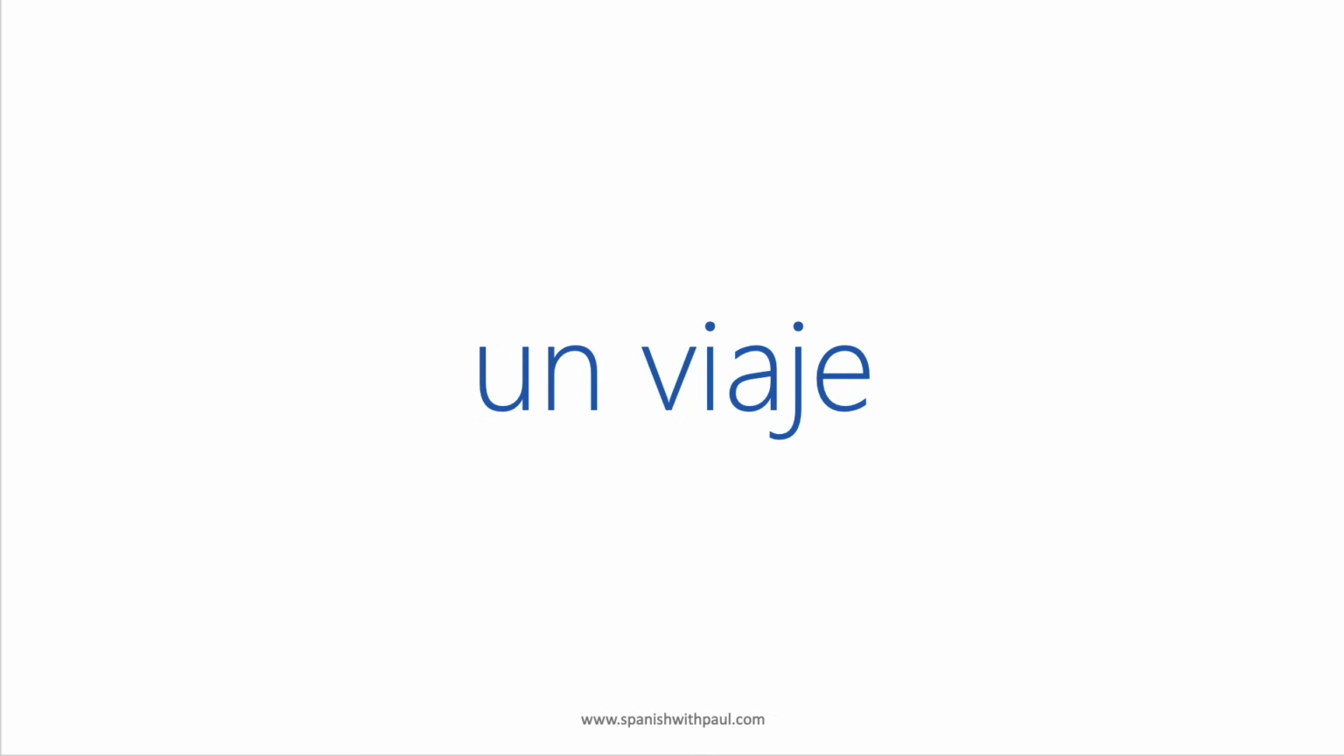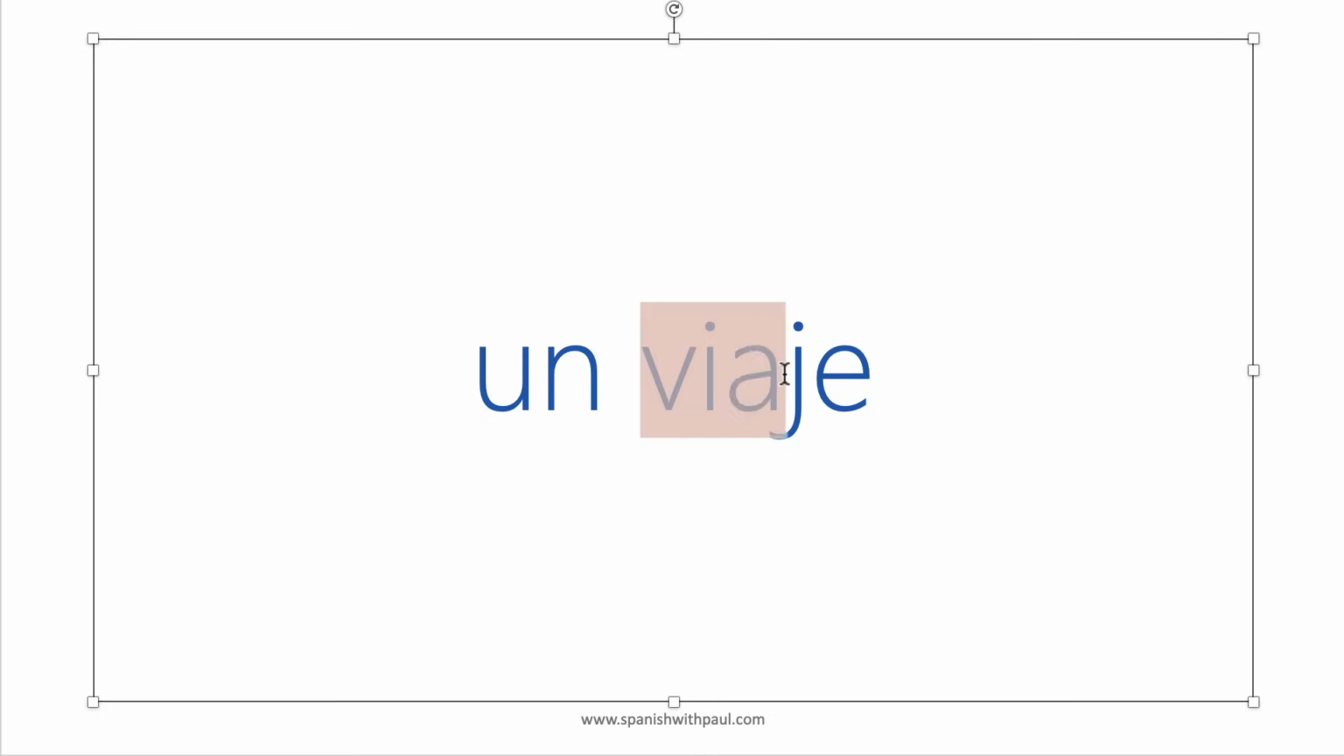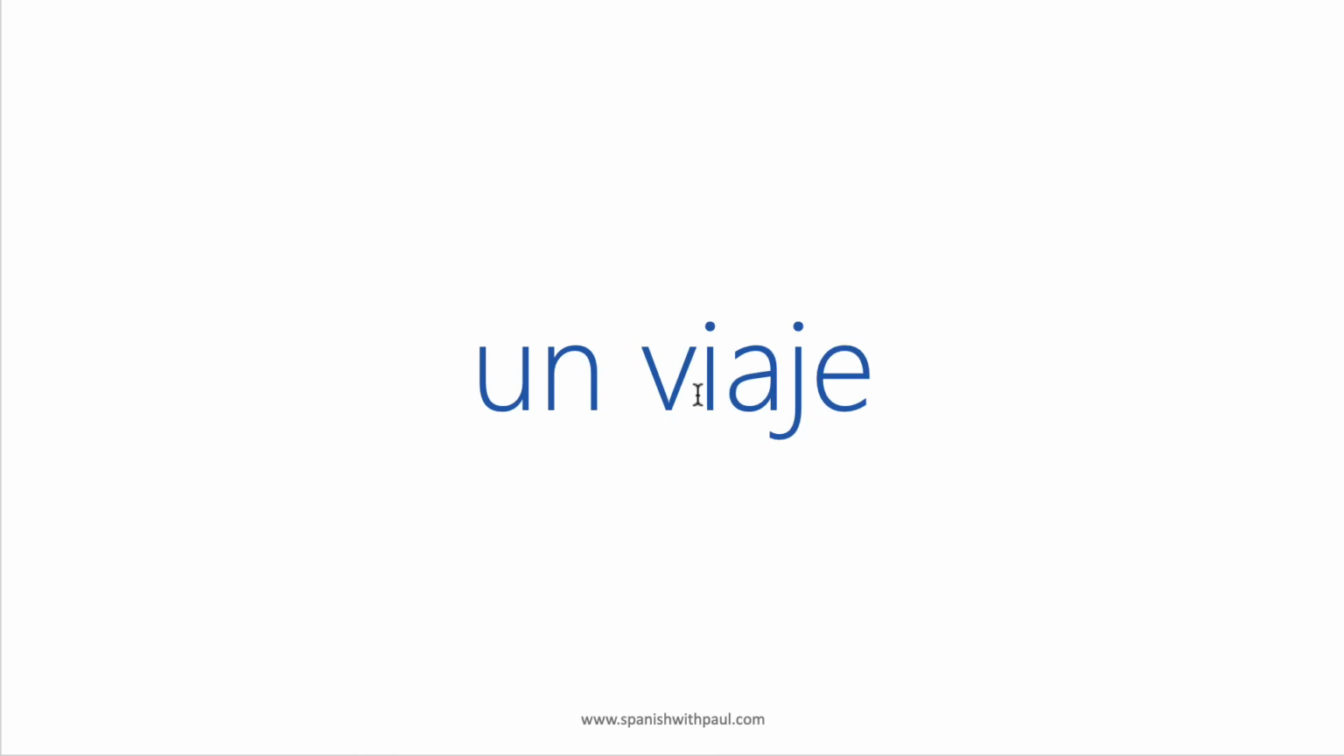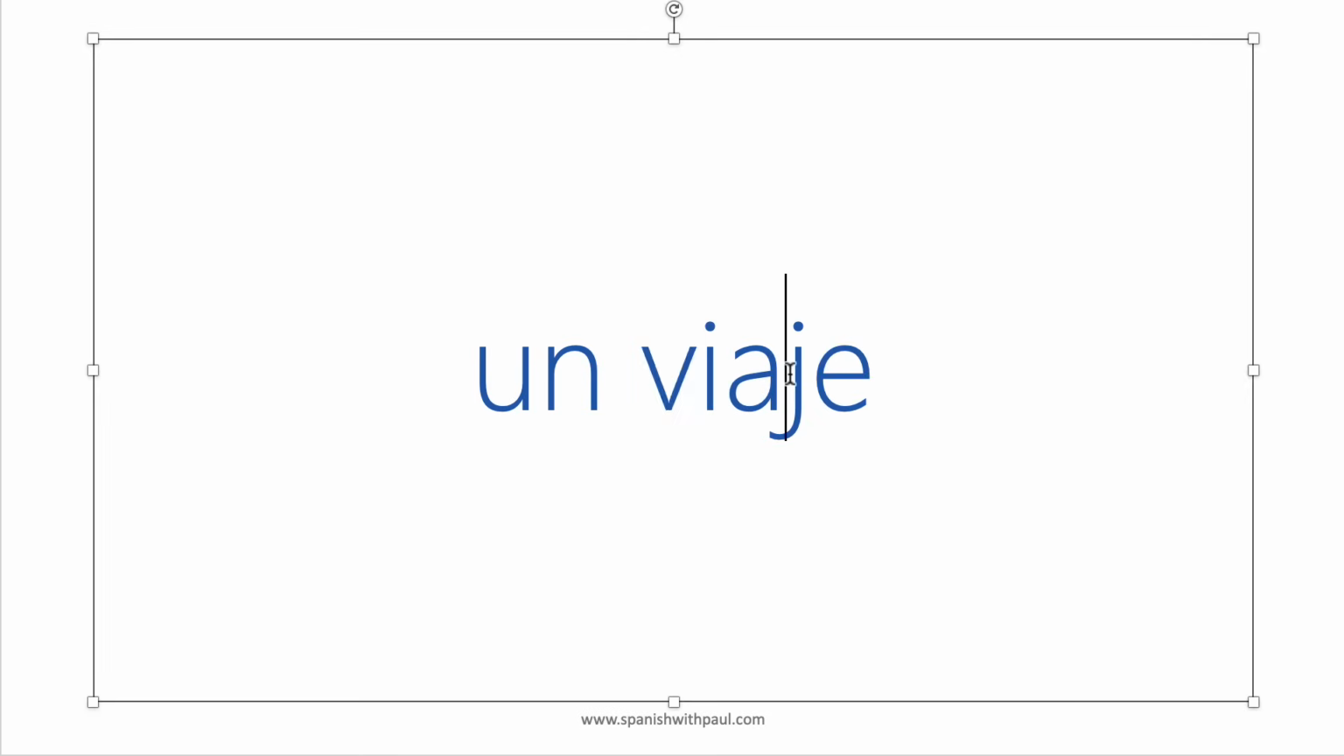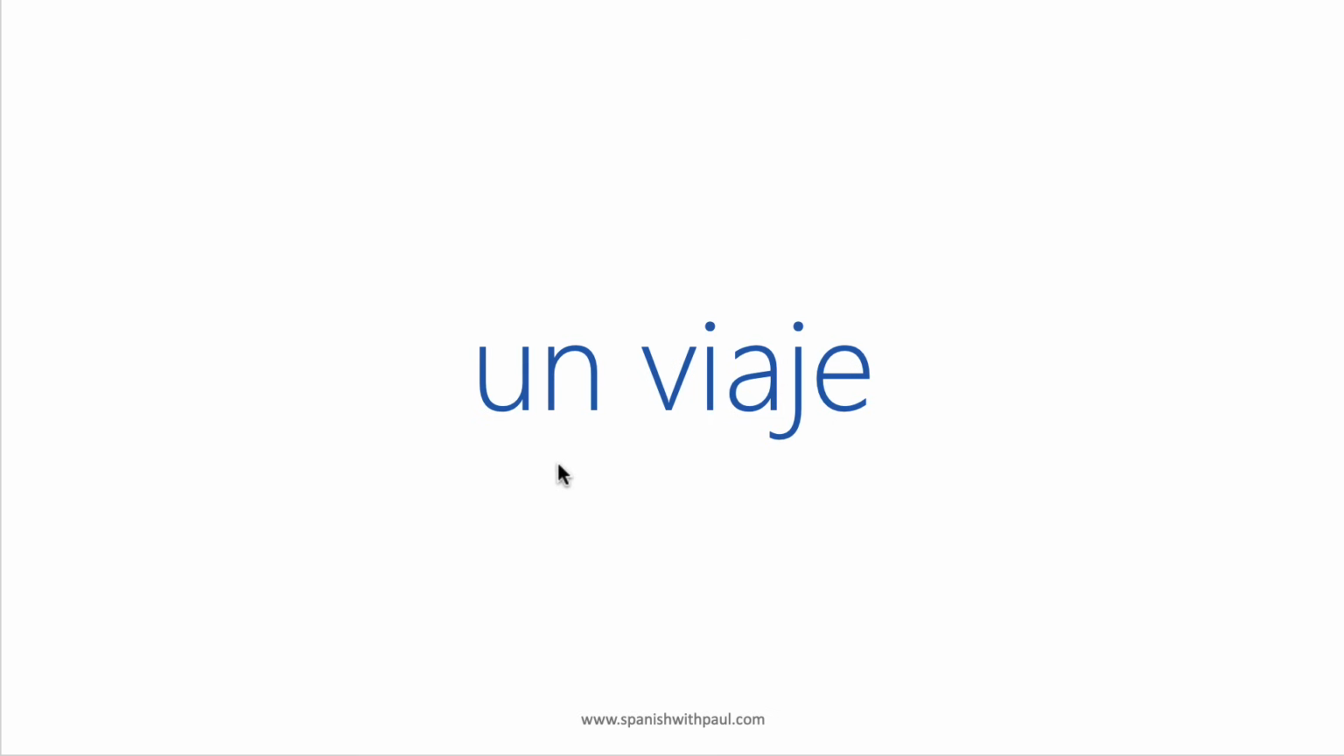A trip in Spanish is un viaje. Let's break the syllables down. So you have B, A, G. Notice the strong B sound over the V and this H over the J. So again we have viaje, un viaje.